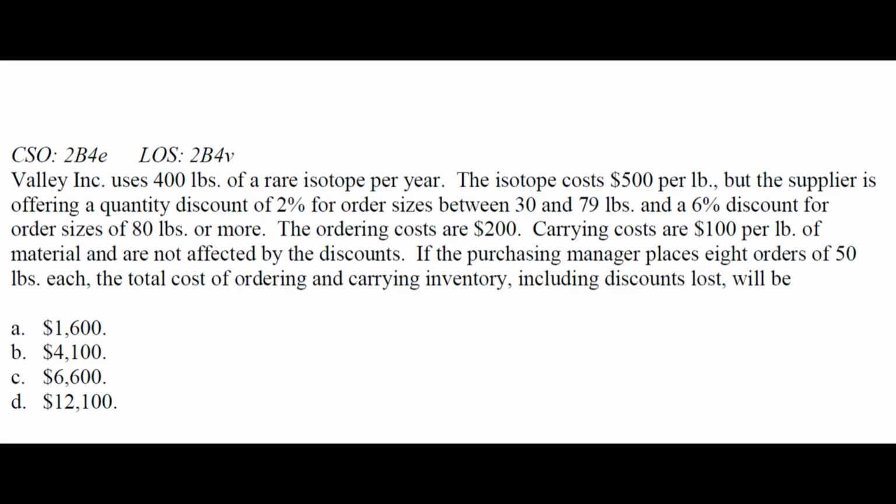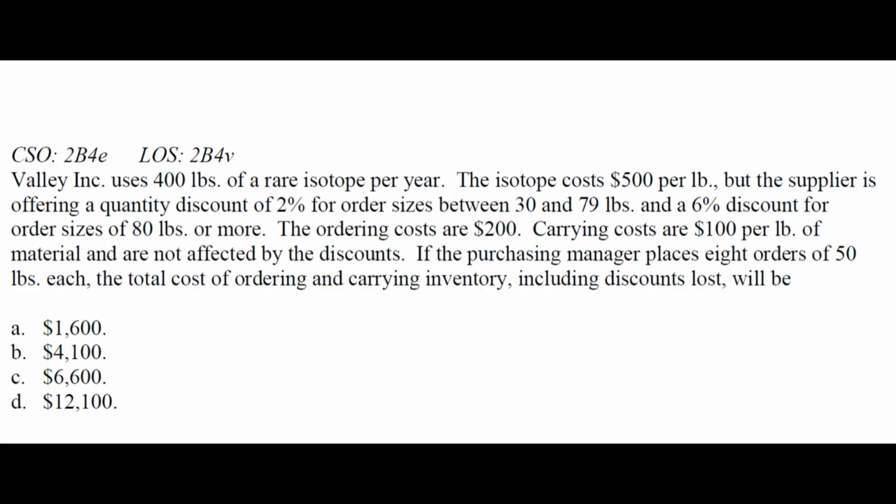The total relevant cost includes 3 components. Ordering cost: 8 orders at $200 each equals $1,600. Carrying cost: with an order size of £50, the average inventory is £25. At $100 per pound, annual carrying cost is $2,500.